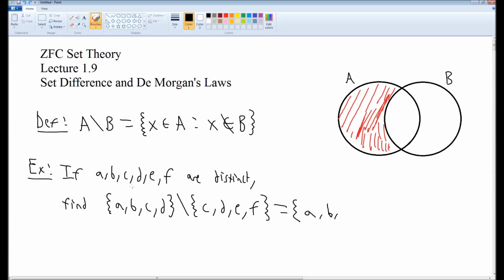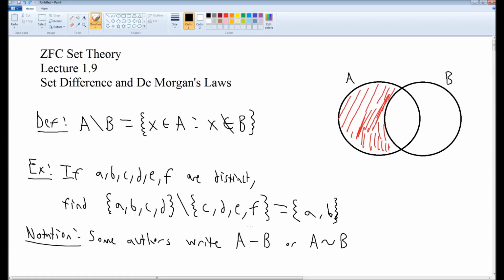All right, so that means the set of things which are in this set, but not this set, is the set containing just two elements, A and B. Now, just a note, some books write A minus B or A squiggle B for the exact same concept. However, I'm using A backslash B because I think that's the most mainstream.